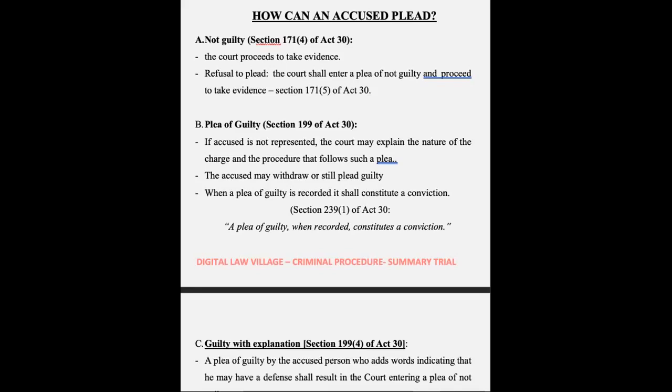So, let us deal with guilty with explanation. This is dealt with under section 199, subsection 4 of Act 30. And what does section 199, subsection 4 say? It reads as follows: where the accused pleads guilty, but adds words indicating that the accused may have a defense, the court shall enter a plea of not guilty and record it as having been entered by order of the court.